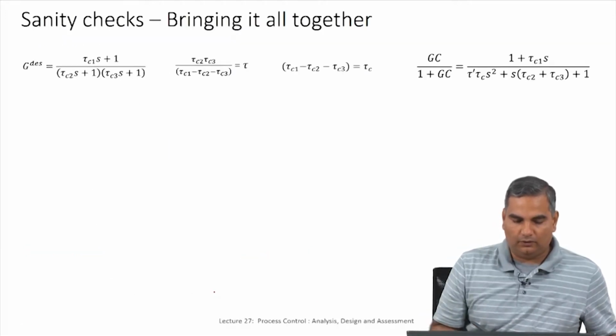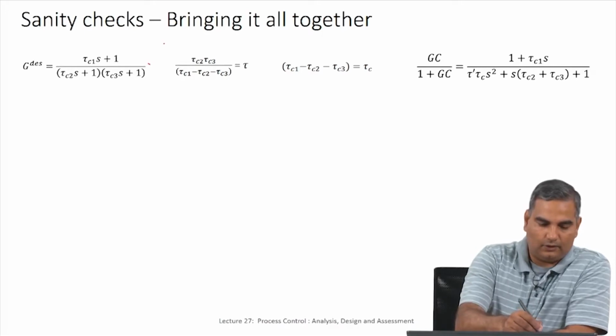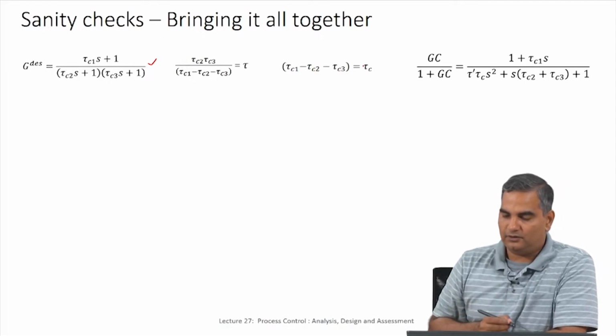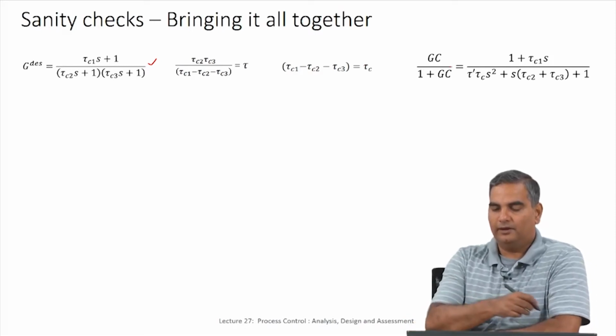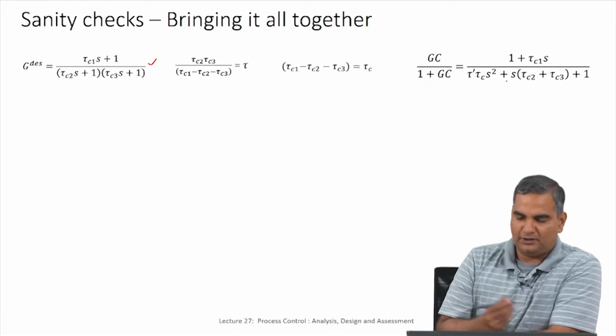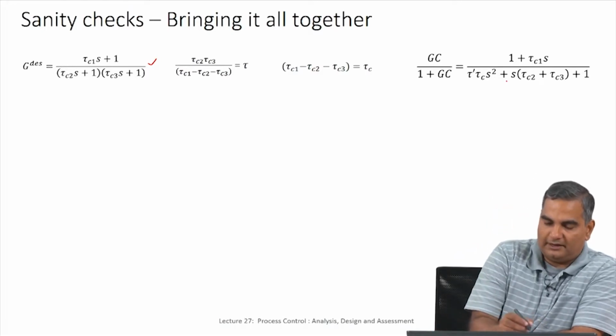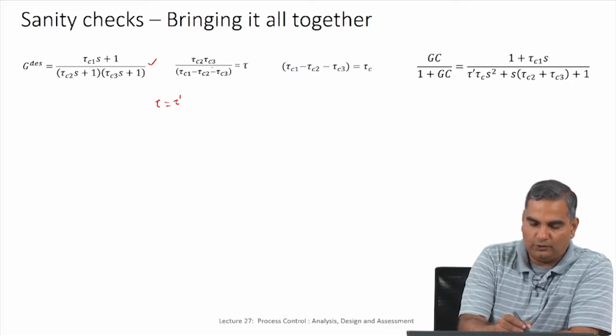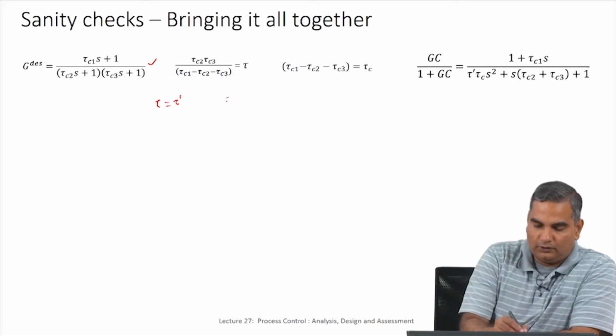Okay. So if you look at this, the G desired is the following. With the definition tau is tau c2 tau c3 divided by tau c1 minus tau c2 minus tau c3, and this is tau c, and GC by 1 plus GC, assuming the process is slightly different from the model, is this equation. Now just for curiosity, if you put that there is no plant model mismatch and then you say tau is tau prime, then you will see that tau is tau c2 tau c3 by tau c, because this is the definition here.